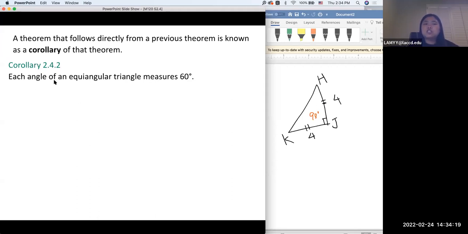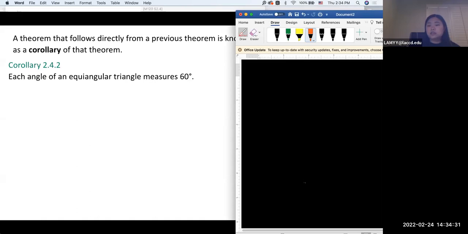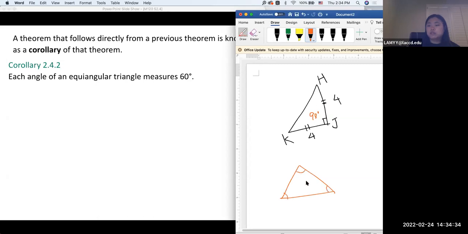Okay, so this one: each angle of an equiangular triangle measures 60 degrees. We just talked about it from the previous slide, right? Equiangular means they have the same measure. Angle A equals angle B equals angle C. We know the sum of the triangle is 180 degrees, and they are equal to each other, so it's divided by 3. That's why each angle is going to be 60 degrees, because of equiangular. Angle A equals angle B equals angle C, so 60 degrees for each.